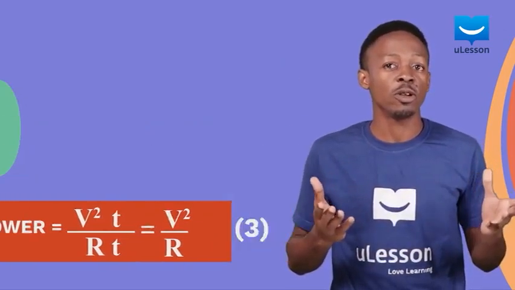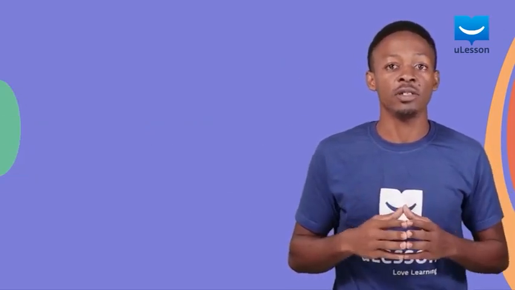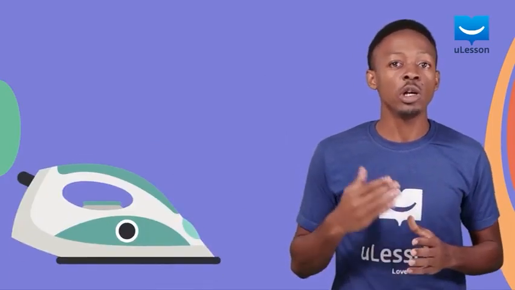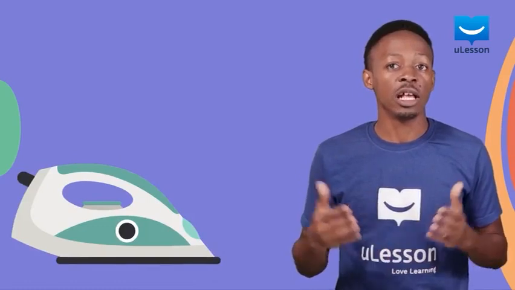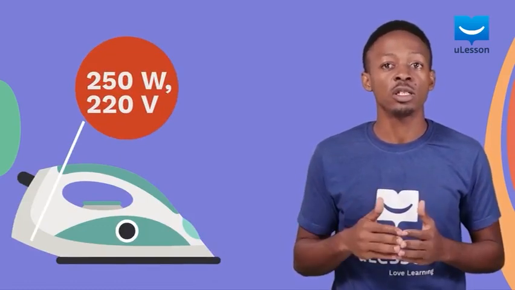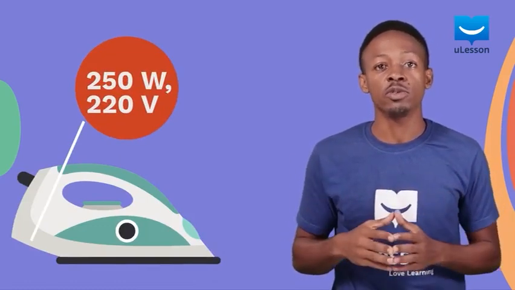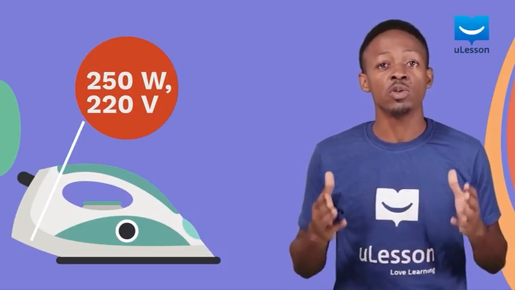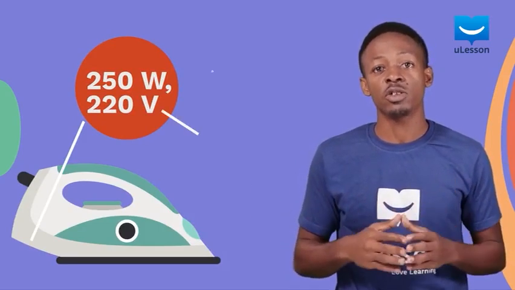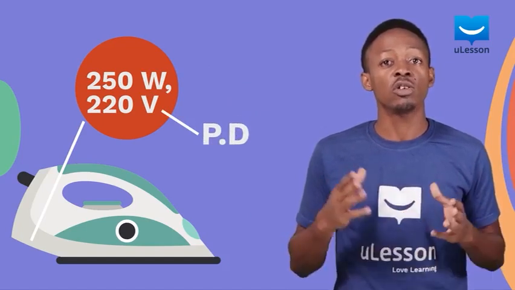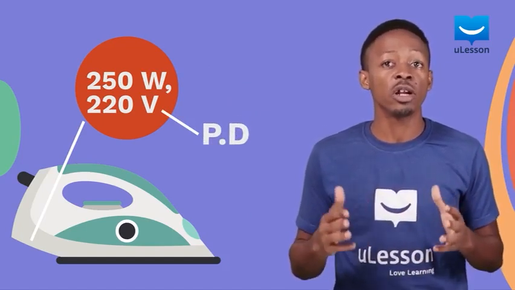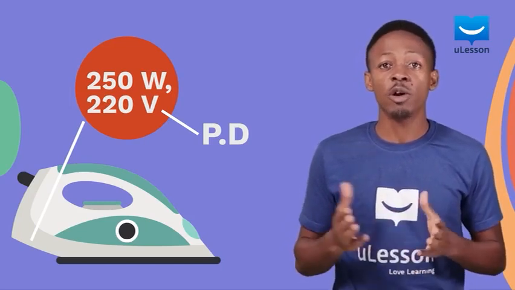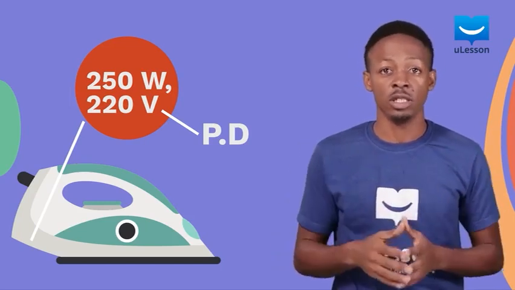So how can this be applied to our daily lives? You would notice that most electric appliances usually have markings on them, like, say for example, 250 watts, 220 volts. An appliance bearing this mark means that when it's connected to a circuit that has a potential difference of 220 volts, it consumes a power value of 250 watts or 250 joules every second. These markings are usually referred to as ratings.